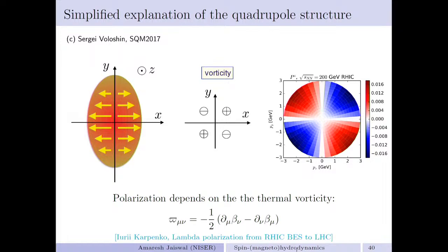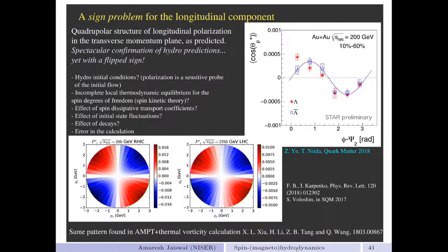But if I use the thermal vorticity, this is the prediction of spin hydrodynamics, which is used to calculate polarization. If I use that, I get the opposite in the calculation. Okay, so the regular flow doesn't align with the thermal vorticity. So that's a problem. This is called the sign problem. It's not the same as the QCD sign problem, but we like to emphasize the problem, let's say so.